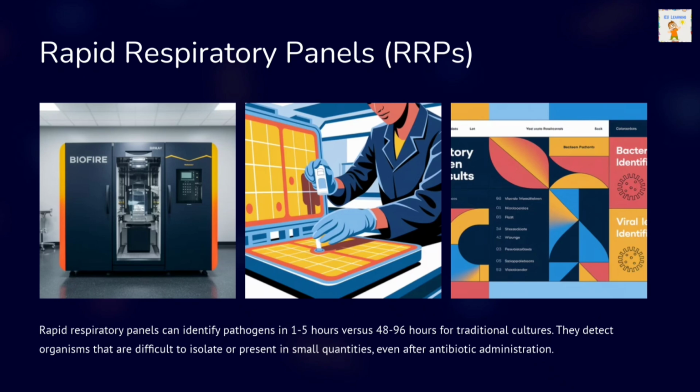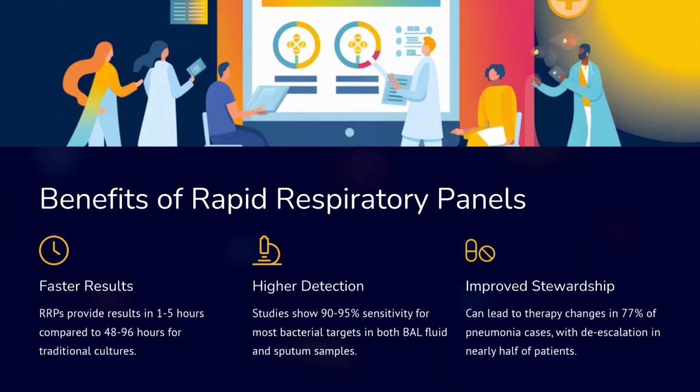Let's discuss rapid respiratory panels. These panels can identify pathogens very quickly versus 48 to 96 hours for traditional cultures. They detect organisms that are difficult to isolate or present in small quantities even after antibiotic administration. So the benefits include faster results compared to cultures, higher detection, with 90 to 95% sensitivity for most bacterial targets in BAL as well as sputum samples, and it leads to improved stewardship in the form of change in therapy in 77% of the pneumonia cases and de-escalation in nearly half of the patients.